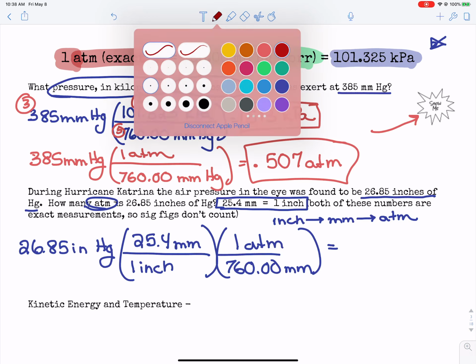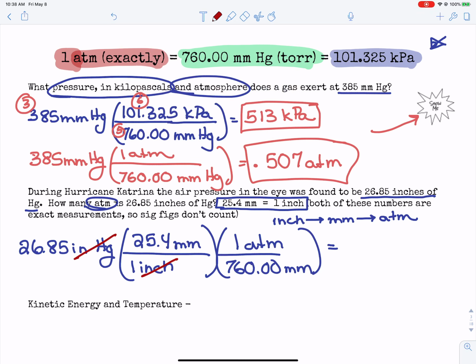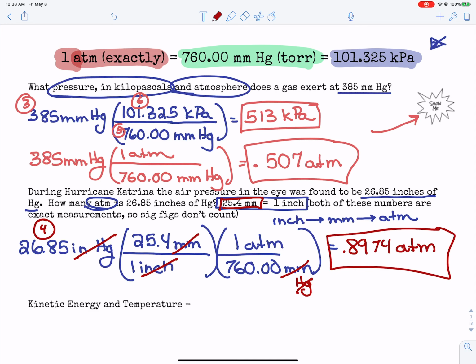Look at how the inches cancel out, the millimeters cancel out, and what do we got here? This should also be millimeters of mercury, so the mercuries will cancel out. Plug this in, 4 significant figures, because remember, the 25.4 does not count for significant figures. So 0.8974 ATM. Bad weather, things like hurricanes, have really low atmospheric pressure.